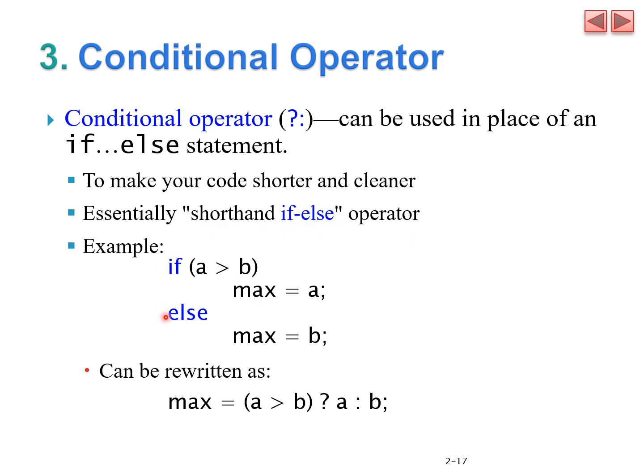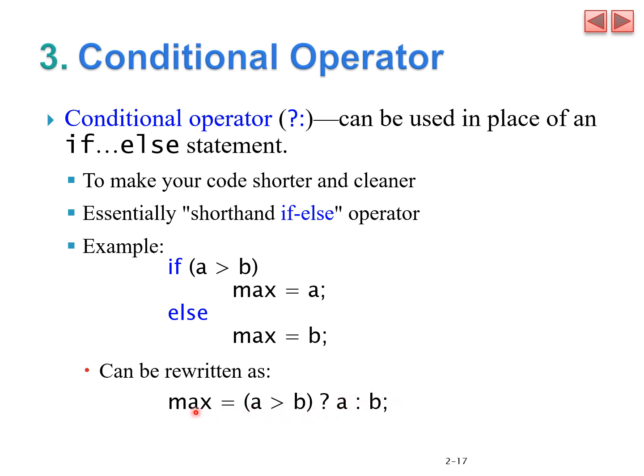For example, suppose you want to calculate the maximal value between two variables A and B and assign that value to the variable max. So you can write this if-else statement where the condition is A larger than B, and if that is true, then you assign max equal to A, else you assign max equal to B. So this if-else statement does the work, okay? But you can rewrite it as a single assignment statement using the conditional operator like this.